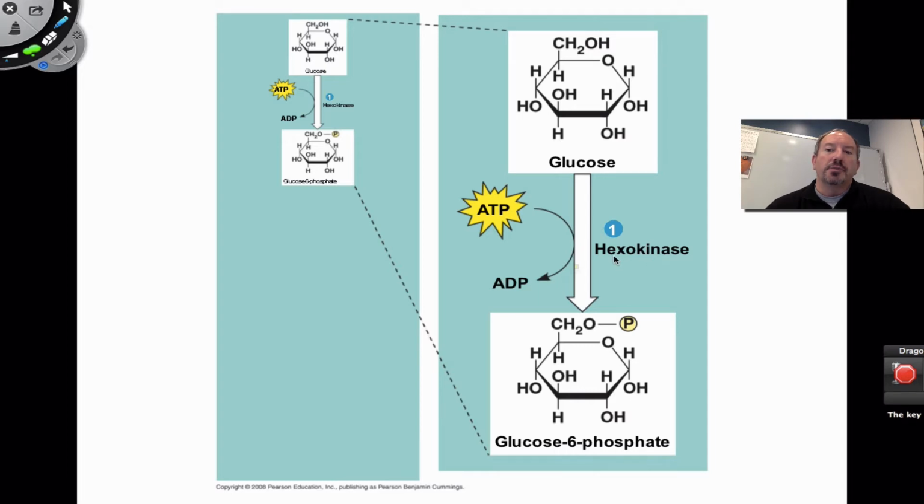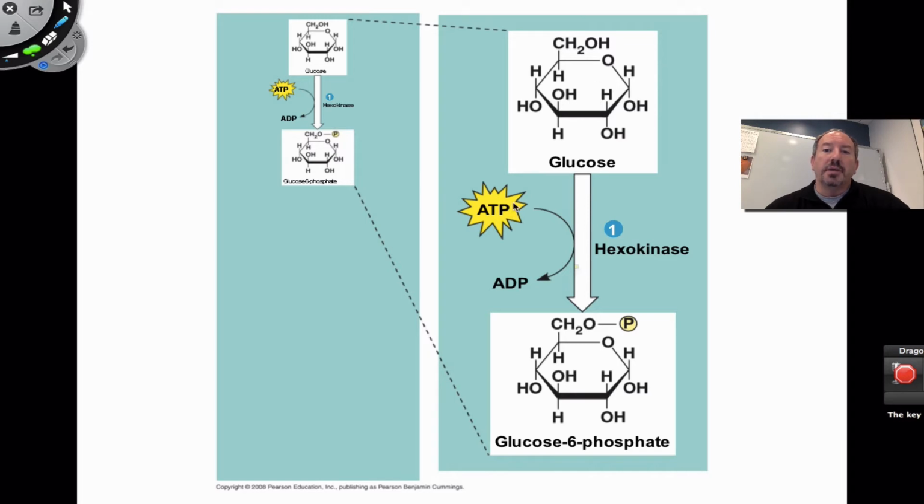Hexo is referring to the fact that glucose is a 6-carbon sugar. And a kinase is a generic enzyme that's capable of transferring a phosphate, so it's capable of phosphorylation. So where is it getting the phosphate? How do you like this? ATP, which is adenosine triphosphate, is present in the cell. One of the phosphates is going to be transferred, with the help of hexokinase, from ATP to the substrate, which is glucose.